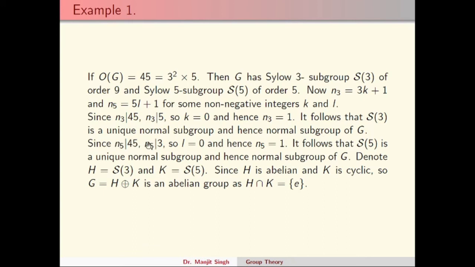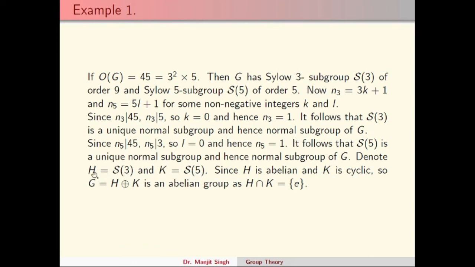In the same way, we see that n5 is of the type 5l plus 1, and 5l plus 1 divides 3, and the only possibility for l here is 0. So n5 is 1, and therefore there is only one Sylow 5 subgroup, and hence it is normal. So G has two normal subgroups, H of order 9 and K of order 5.